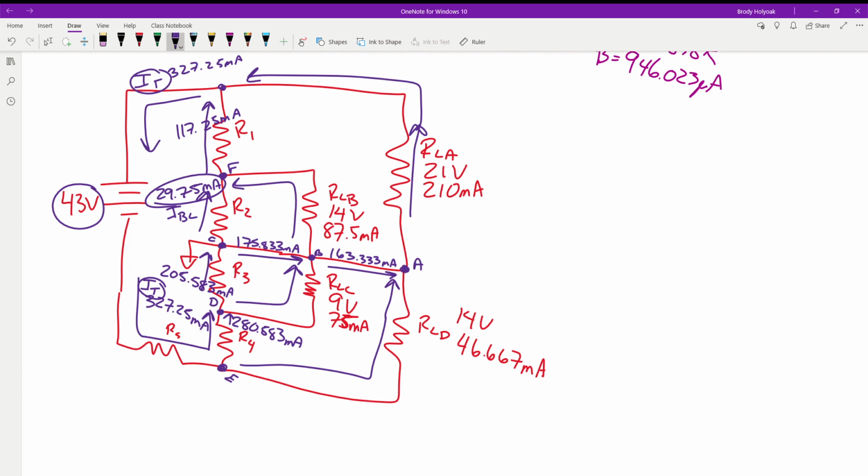What voltage do we have across R1? 7 volts. How much voltage do we have across R2? 14 volts. How much voltage across R3? 9 volts. How much across R4? 5 volts. And how much across R5? 8 volts. Because again, R3 is in parallel with C. They're going to have the same voltage.